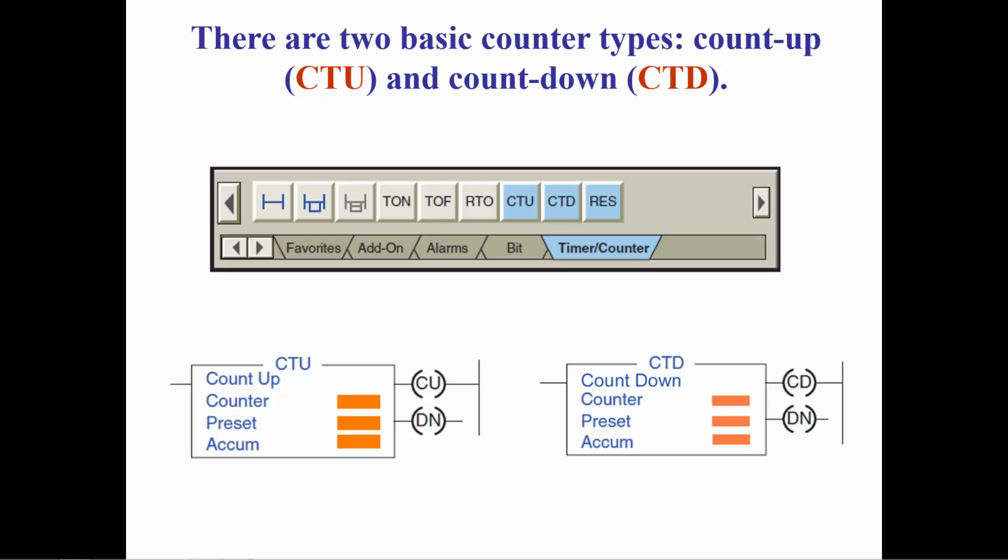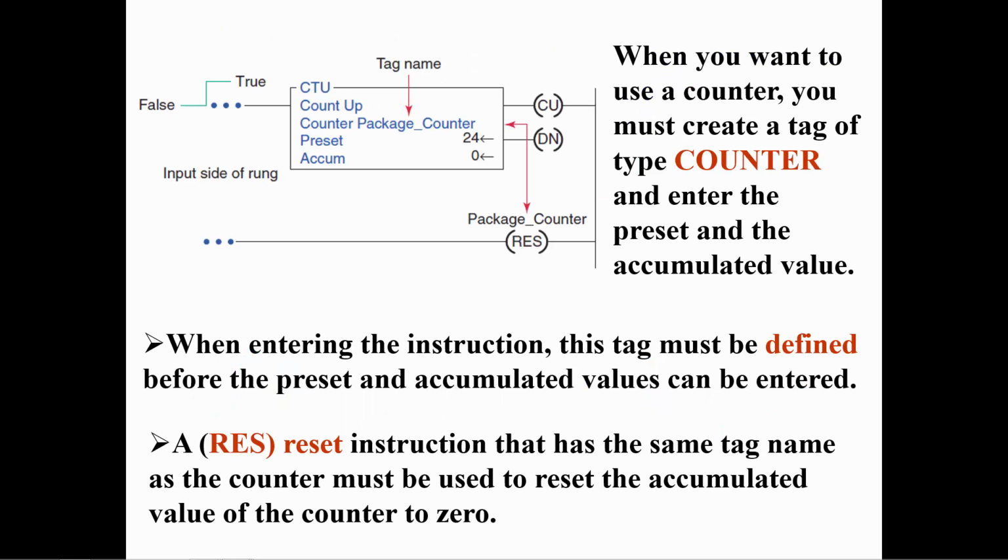There are two types of counter instructions, the CTU or count up instruction and the CTD or count down instruction. When the CTU goes from false to true, the accumulated value is incremented by 1. When the CTD instruction goes from false to true, the accumulated value is decremented by 1.